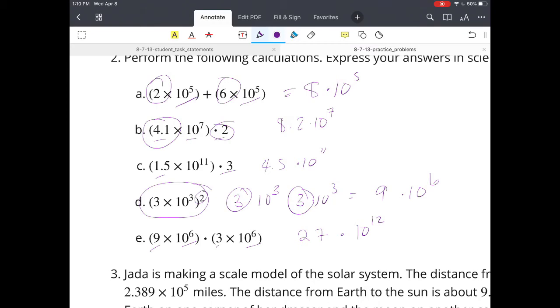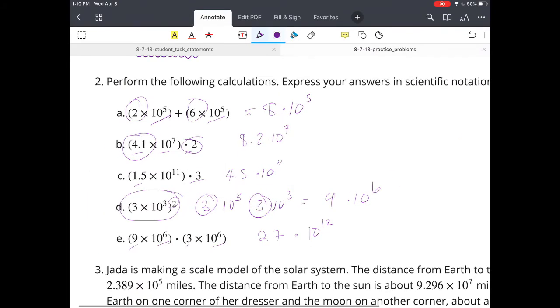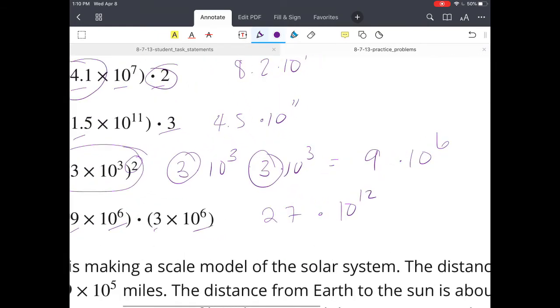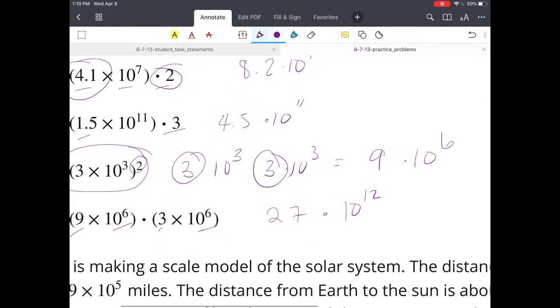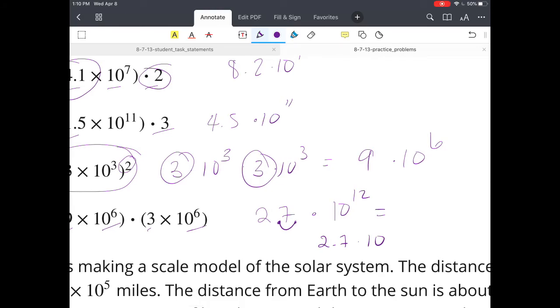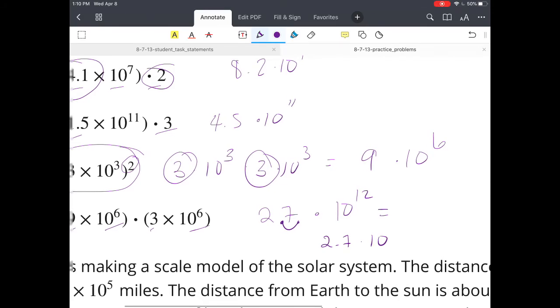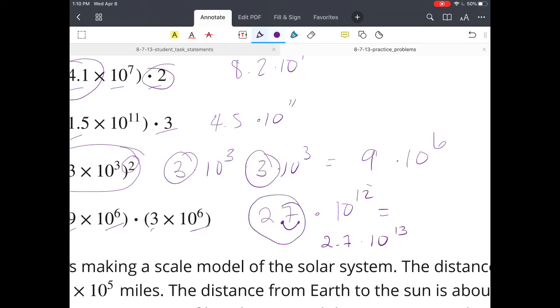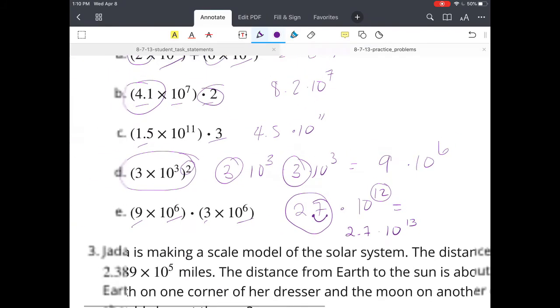But we're going to write these in scientific notation, right? So 27 is not in scientific notation. We're going to have to move the decimal once to the left, which means this is going to be 2.7 times 10 to the 11th or 13th. If you said 13th, you're right, because we're making this number smaller, which means we have to make this number bigger, okay?